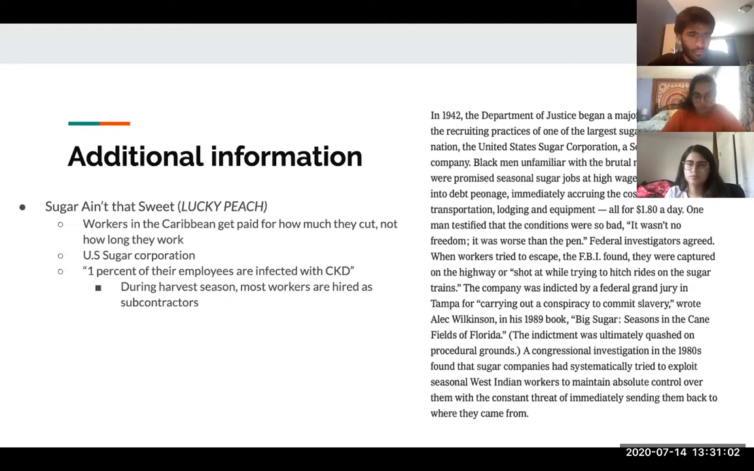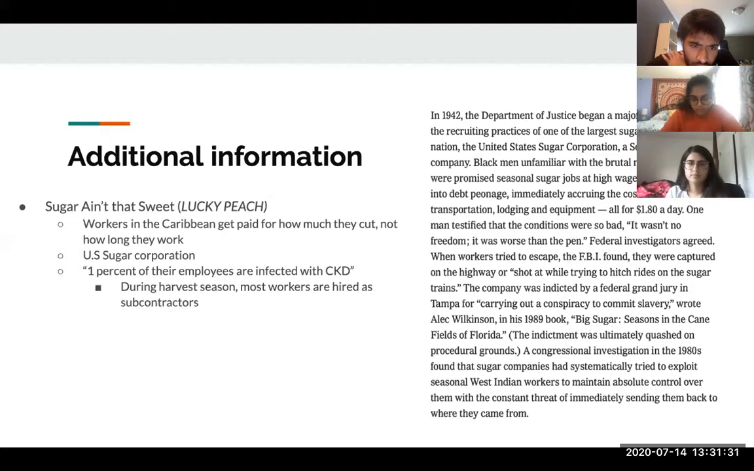Why this study? So I'm in this honors seminar right now called the Global History of Sugar, which is a very abstract, very strange topic, but it's really, really interesting. And so we read this article called Sugar Ain't That Sweet from the book Lucky Peach. And the author of the article basically wanted to go to the Caribbean and observe working conditions, what workers were doing, what the work was like, and sugar factories overall.